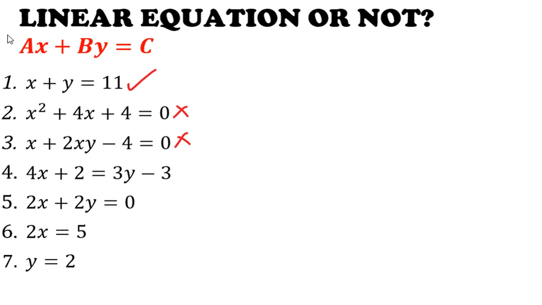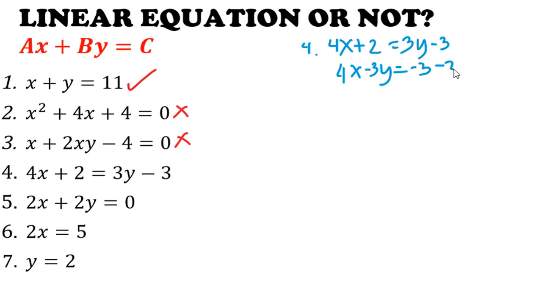Okay, next. 4x plus 2 equals to 3y minus 3. So, gawin natin siyang standard form. Lagyan natin dito, number 4. So, 4x plus 2 equals to 3y minus 3. So, yung 3y ilipat sa left side, and yung 2 ilipat sa right side. So, ito ay 4x, positive 3y maging negative 3y equals to negative 3. Then, yung positive 2 maging negative 2. Okay, so, yan ay 4x minus 3y equals to negative 3 minus 2, negative 5. So, naka-standard form na siya. So, linear equation ba? Oo. So, yan ay linear equation.